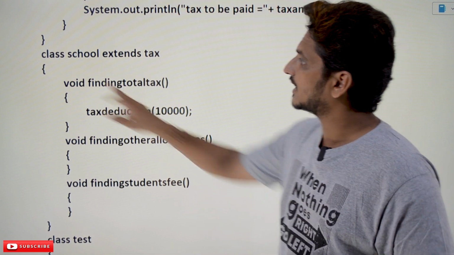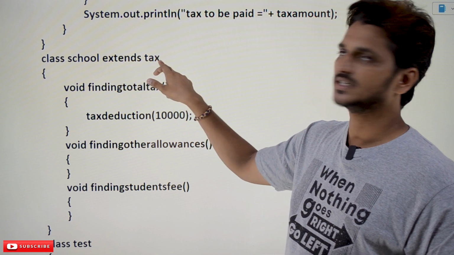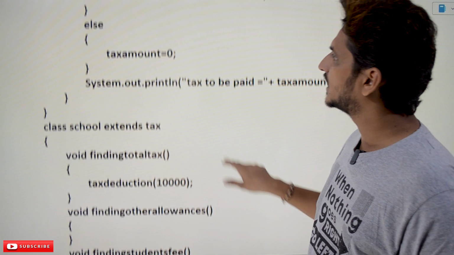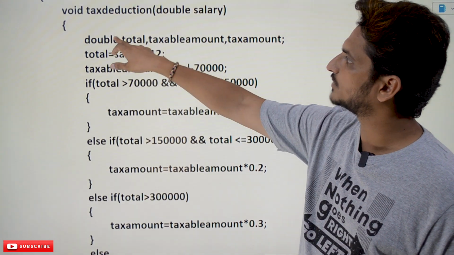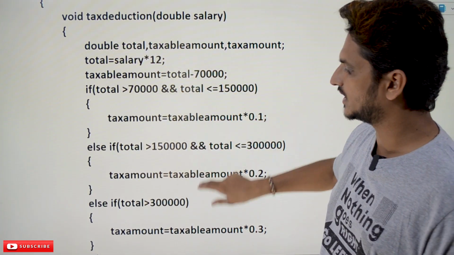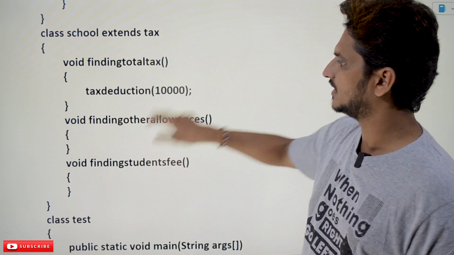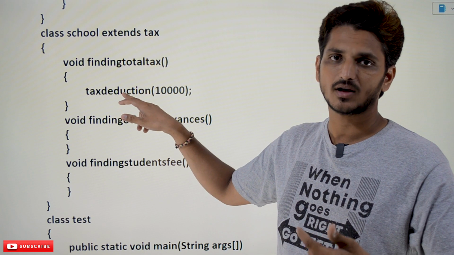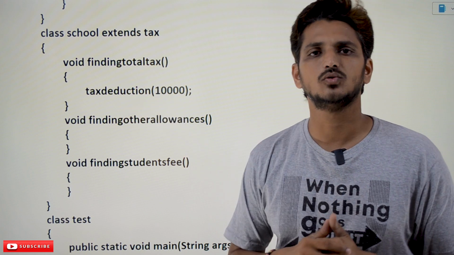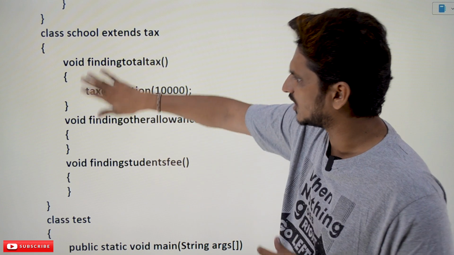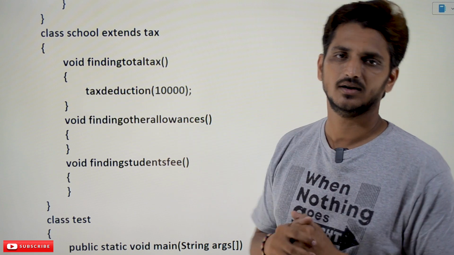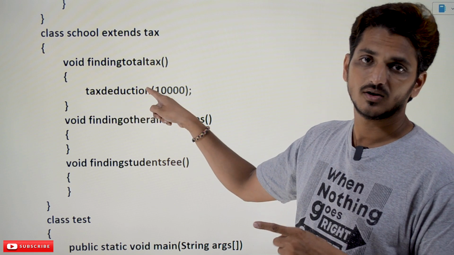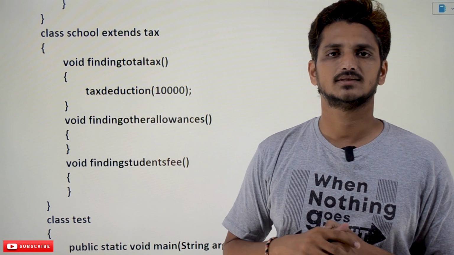That's why class School extends Tax, so that we can use the methods present in Tax, like tax deduction. We can directly use it here and find the total tax that we should pay for all the employees in our school. We did not write the logic here, just try to understand. We can directly use tax deduction, the method written above in the Tax class.